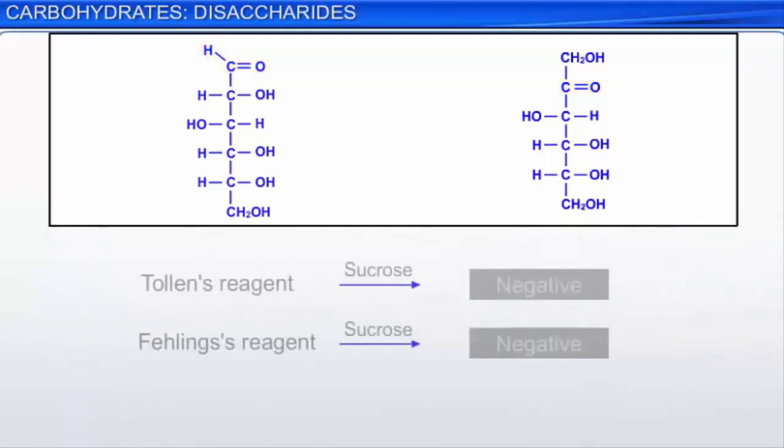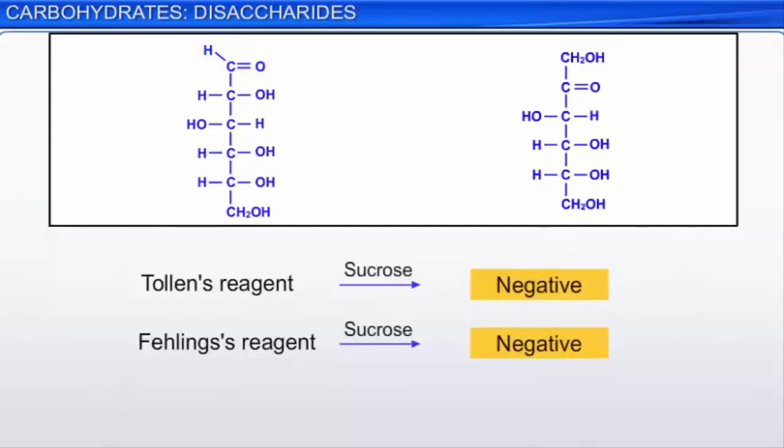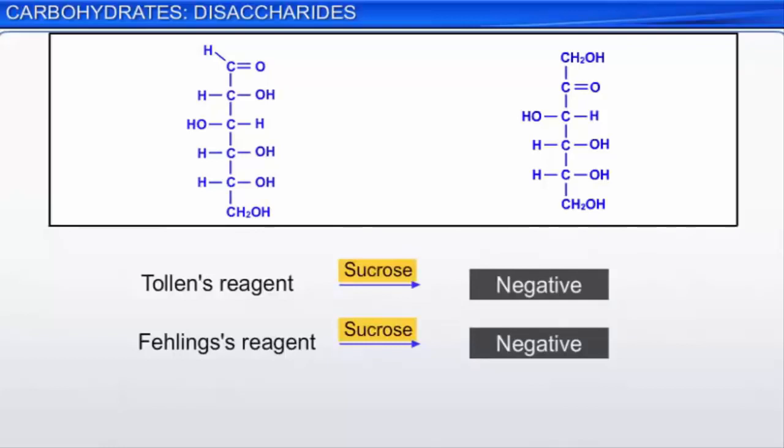As the reducing group necessary to give Tollens' and Fehling's tests is involved in the formation of the glycosidic linkage, sucrose gives a negative test with these reagents. Hence, sucrose is called a non-reducing sugar.